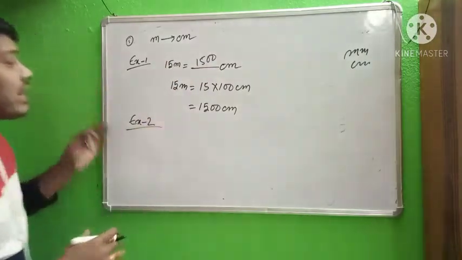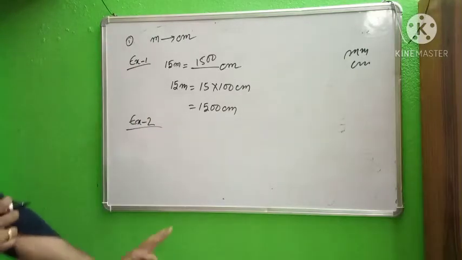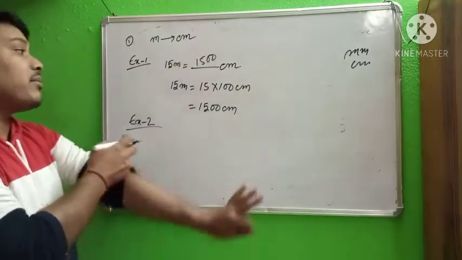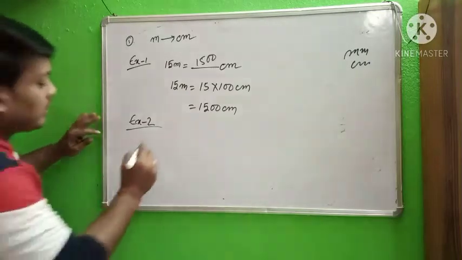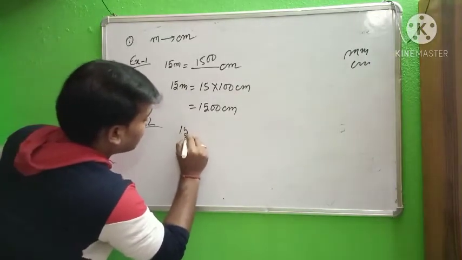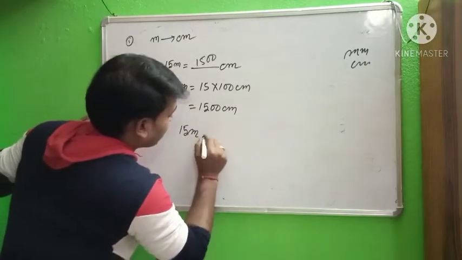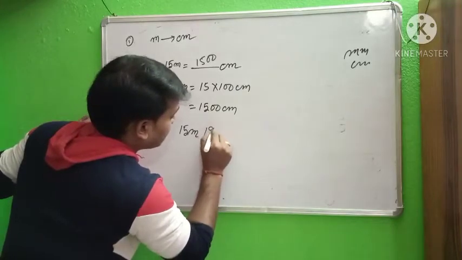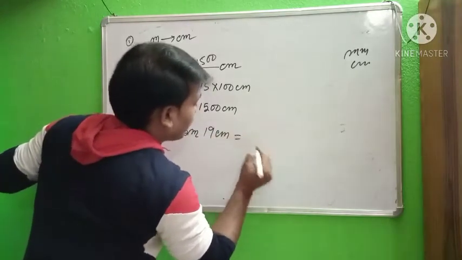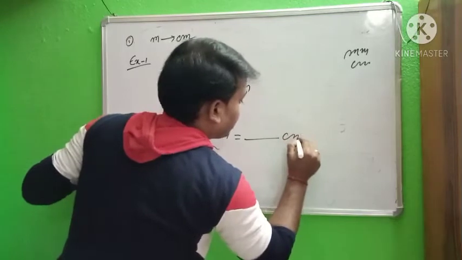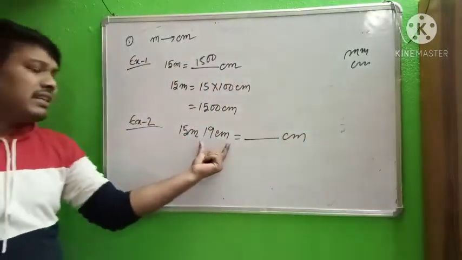Example 2: when meter and centimeter are both given in the question. For example, 15 meter 19 centimeter equals how many centimeter? So 19 centimeter is there.